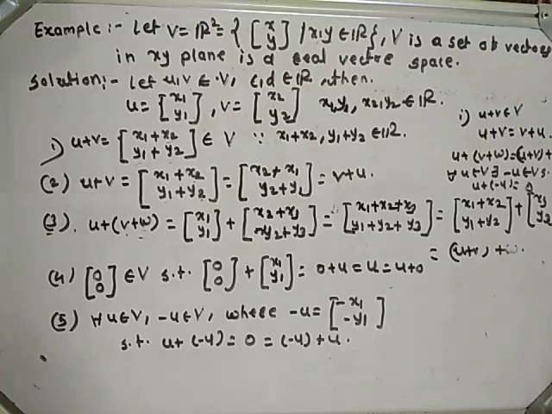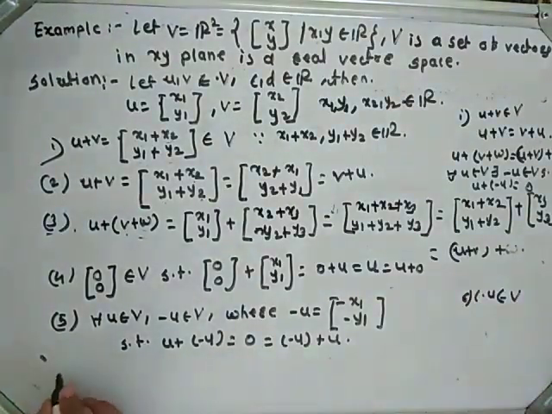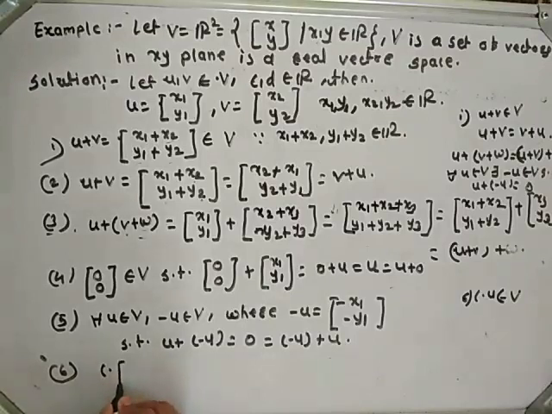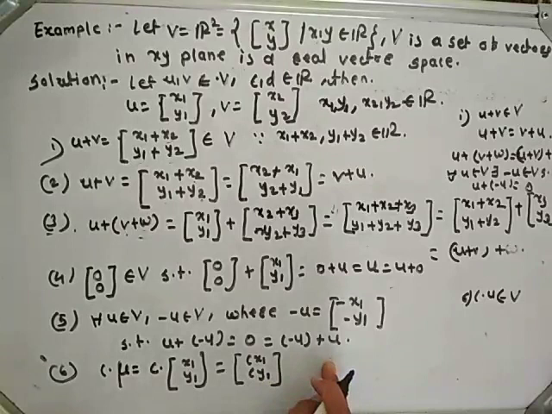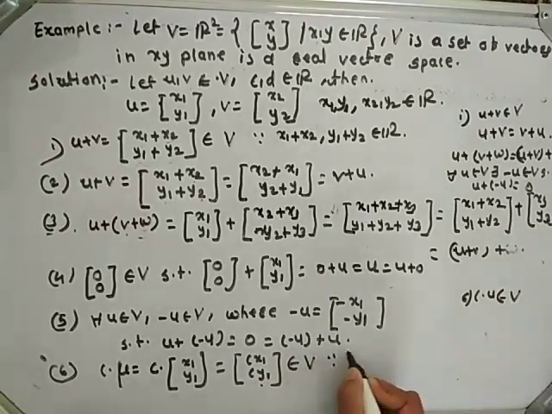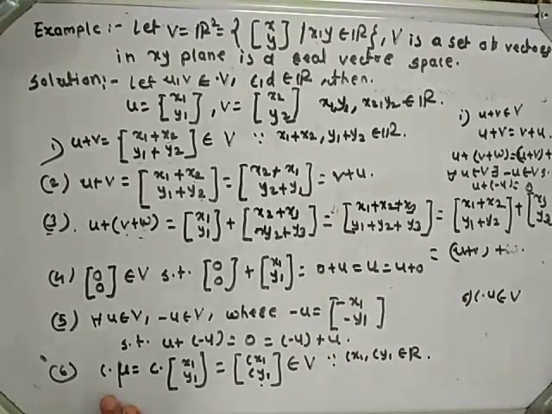Next is closure under scalar multiplication. We have to show that C into U belongs to V. C into U is nothing but C into x1, y1, which is equal to cx1, cy1. Does this vector belong to V? Yes, because x1 and y1 are real numbers and C is also a real number. So C into x1 and C into y1 belong to R. That's why this belongs to V, since cx1, cy1 belongs to R. So we satisfy the sixth property.